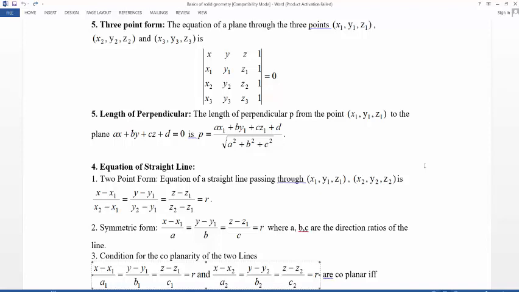Now next is symmetric form. x minus x1 whole divided by a equal to y minus y1 whole divided by b equal to z minus z1 whole divided by c, that is equal to say r, where a, b, c are the direction ratios of the line. So this is called the symmetric form of equation of line.